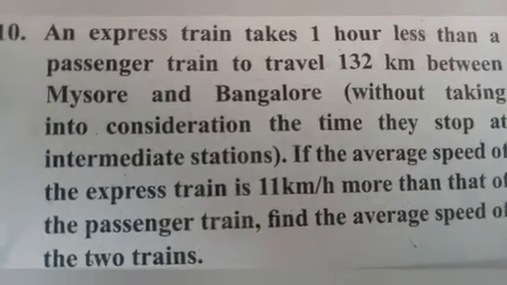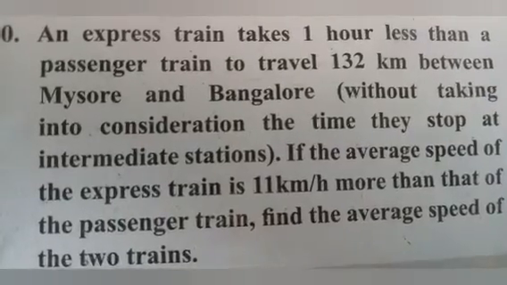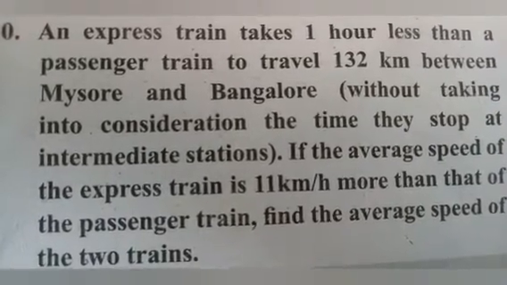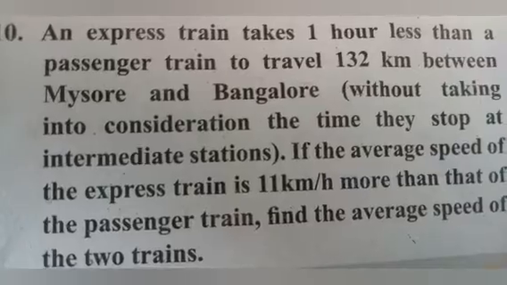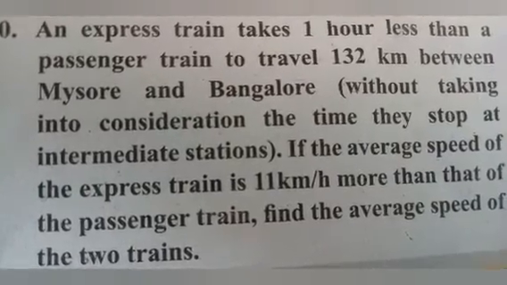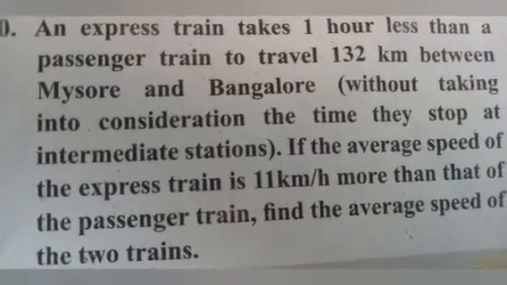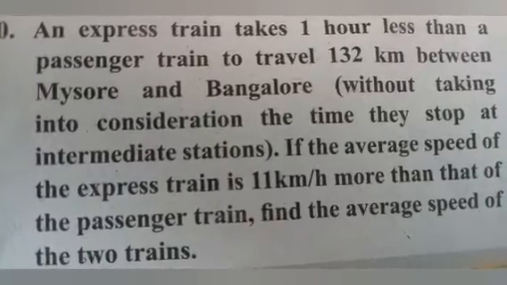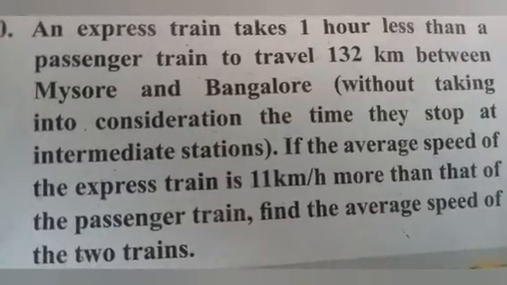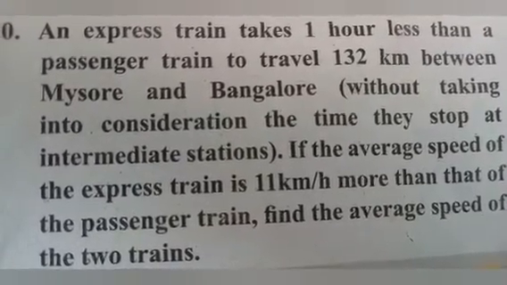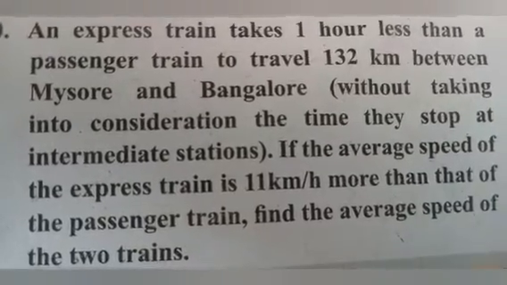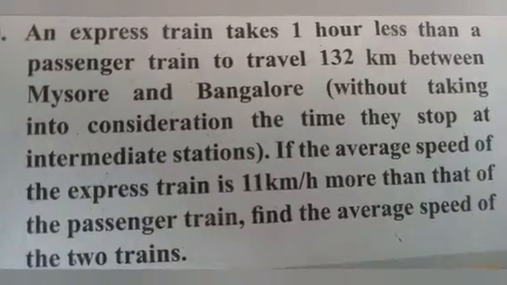An express train takes 1 hour less than a passenger train to travel 132 km between Mysore and Bangalore. If the average speed of the express train is 11 km per hour more than that of the passenger train, find the average speed of the two trains.